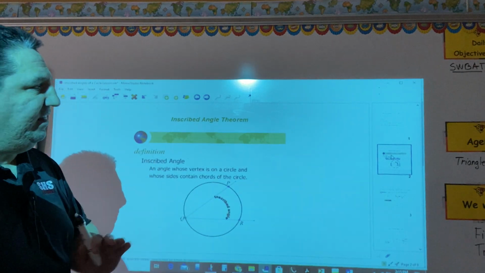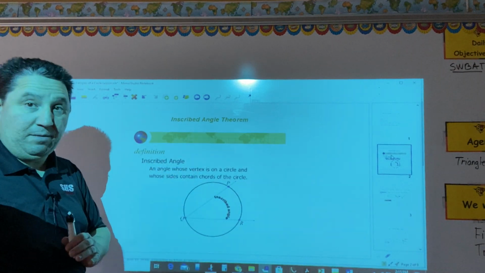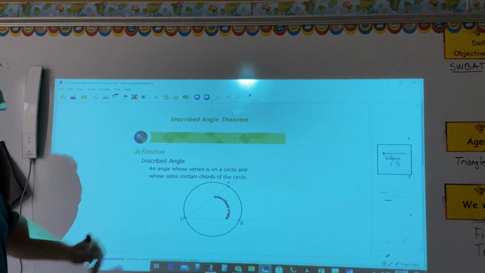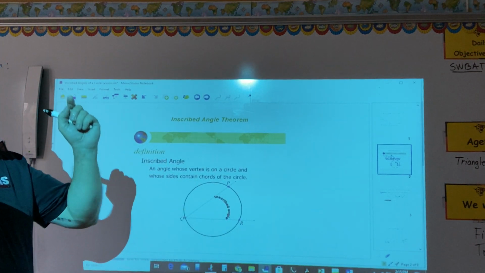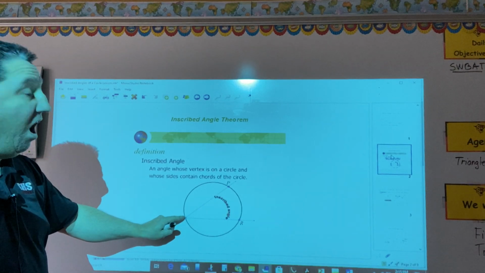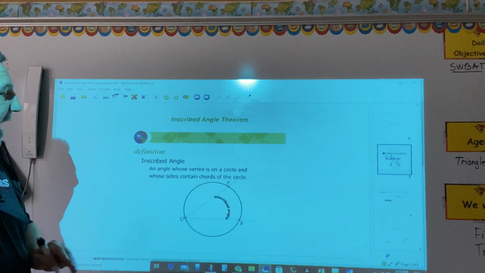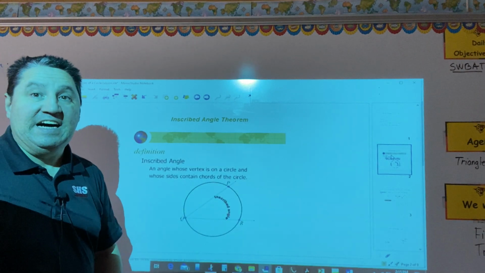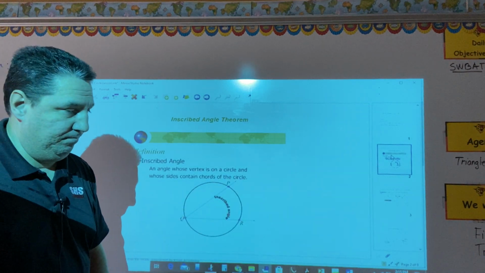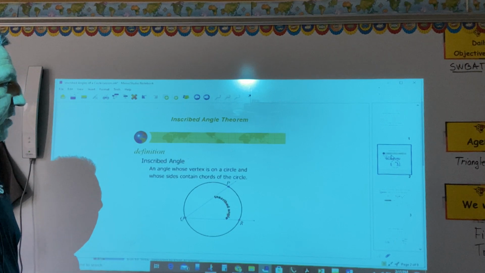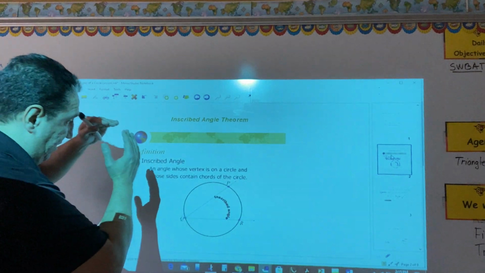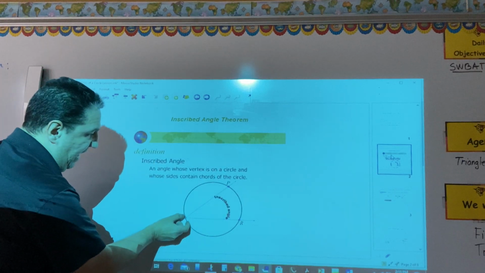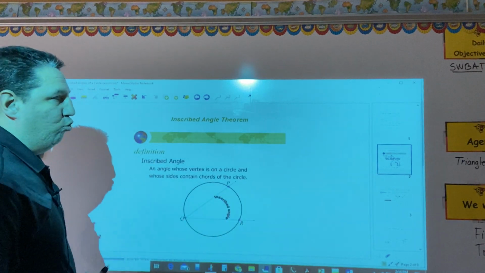But before that, let's talk about inscribed angles. What is an inscribed angle? An inscribed angle is an angle whose vertex is on the circle and whose sides are chords of the circle. So don't forget, an inscribed angle has its vertex on the circle and its sides are chords of the circle.